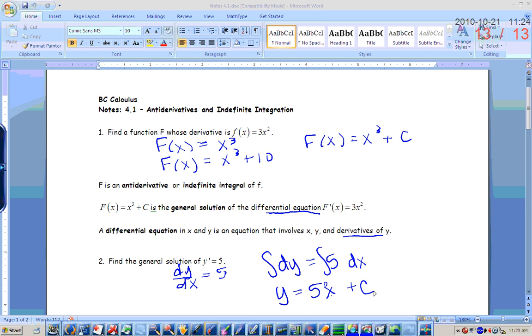Now, don't forget your plus c, because the derivative of 5x plus 10 and the derivative of 5x plus 20 are all 5. So you've got to get that plus c. Technically, you also have a plus c when you integrate the y, the dy, and get y. But if you have a constant on the left and another constant on the right, if you solved for y, you would just end up with a single constant on the right side. So you only need to worry about the plus c when you're integrating the x side. If that makes any sense whatsoever. I'm hoping it does. Okay.